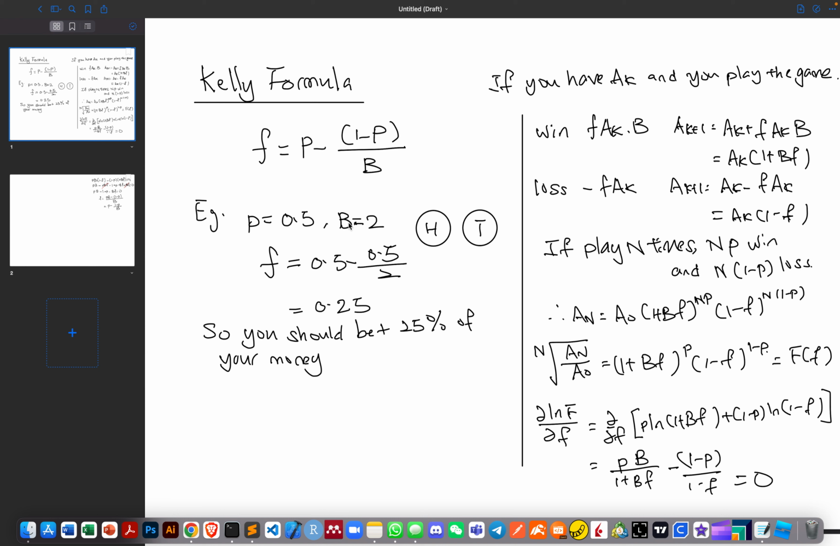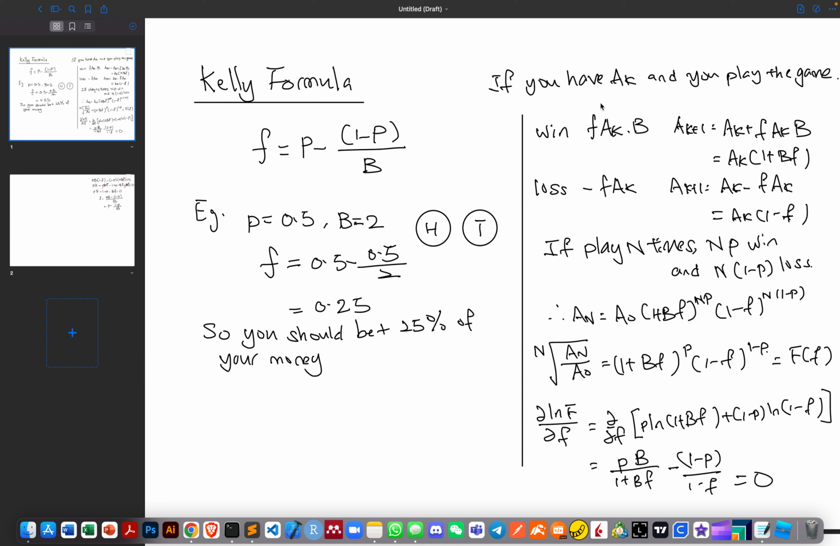If the bet is 2, then according to the Kelly formula, the player should always take 25% of the balance for playing this game. If the player bets smaller, he will get a smaller long-term reward. If the player bets higher, he may risk losing everything. The proof of the Kelly formula is shown on the right.